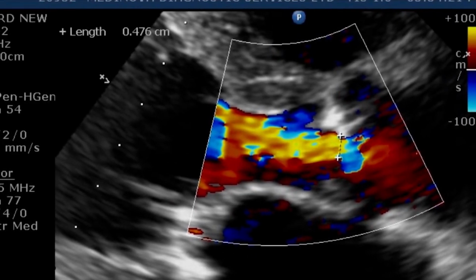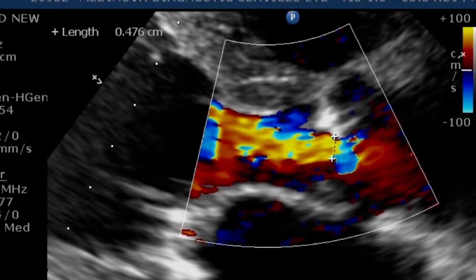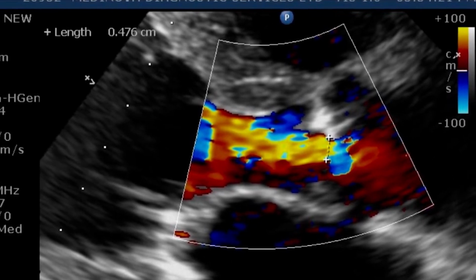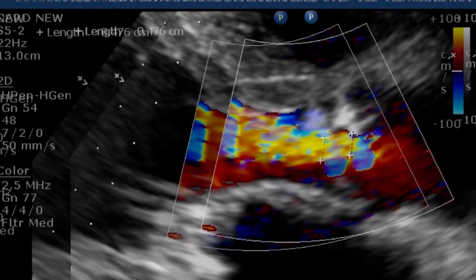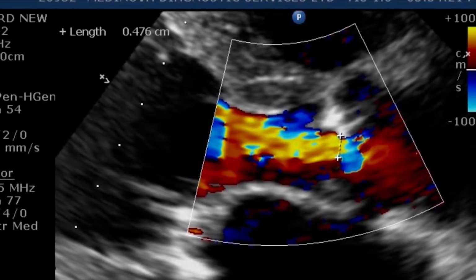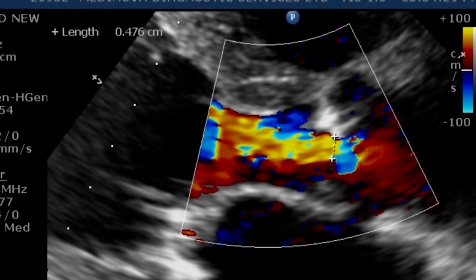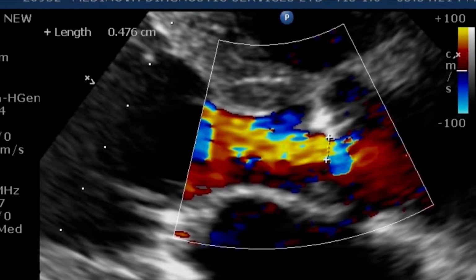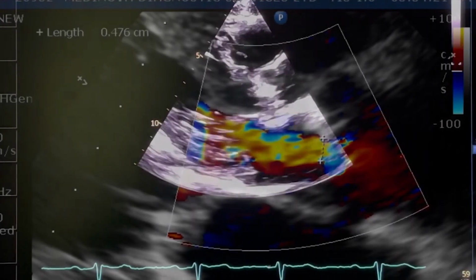convergence zone. Now, when we measure the narrowest portion, if it is less than 3.3 centimeters, that is 3 millimeters, it's a mild aortic regurgitation. And if it is more than 6 millimeters thickness, then it's a severe aortic regurgitation.